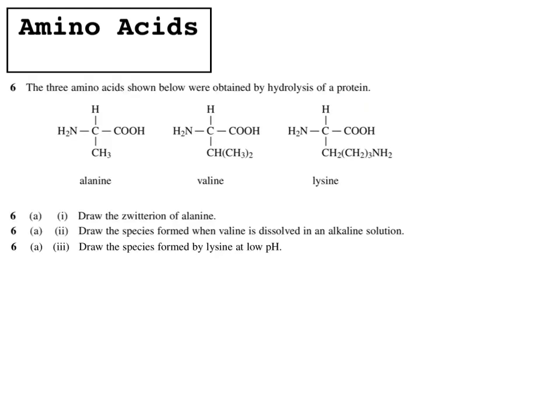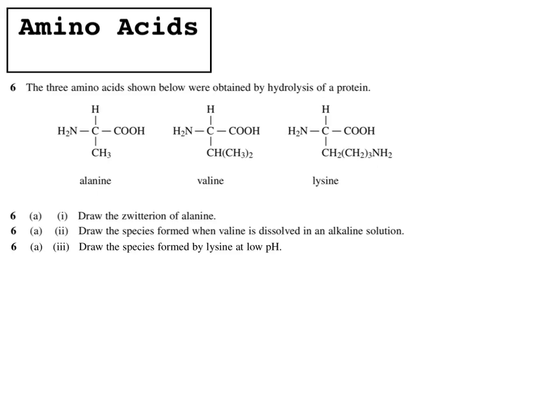So let's just have a look at a couple of past paper questions on amino acids. This question asks you to first draw the zwitterion of alanine. Now you won't be expected to know these structures, they'll always give them to you. So to draw the zwitterion of alanine, I'm going to take this structure and transfer the H from the carboxylic acid group across to the amine group. So the answer to A would be the following.